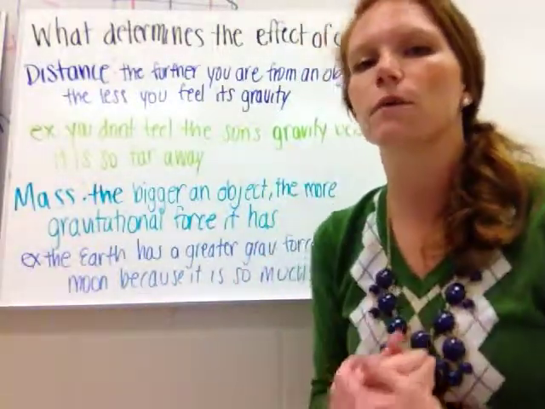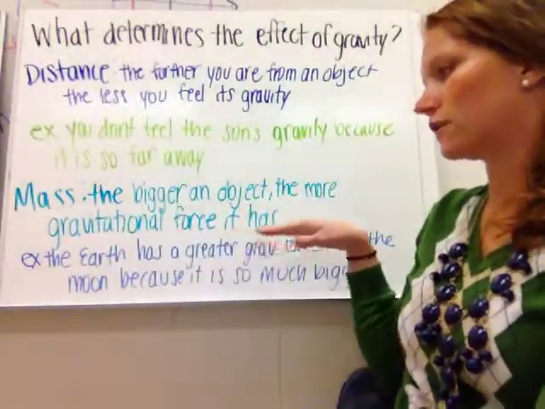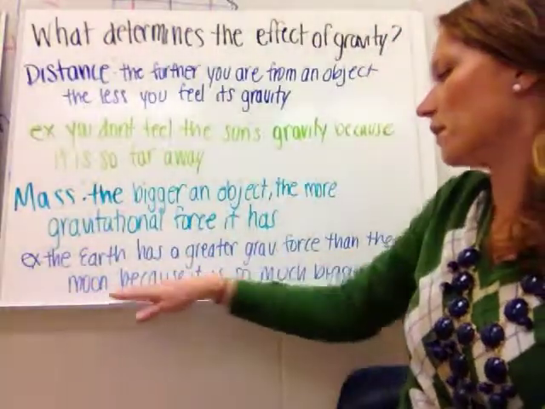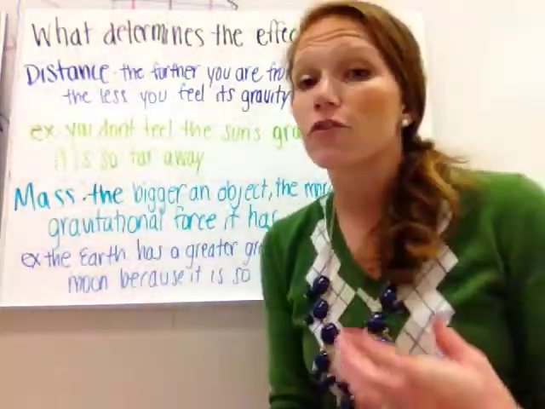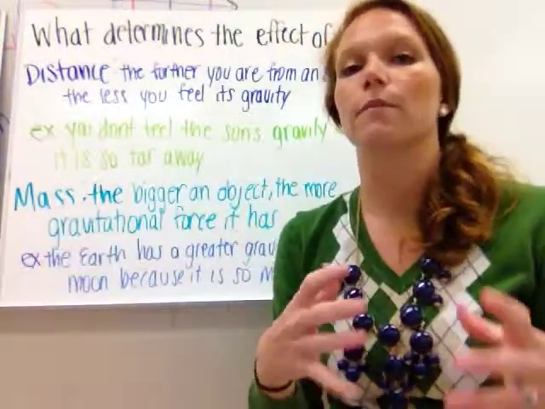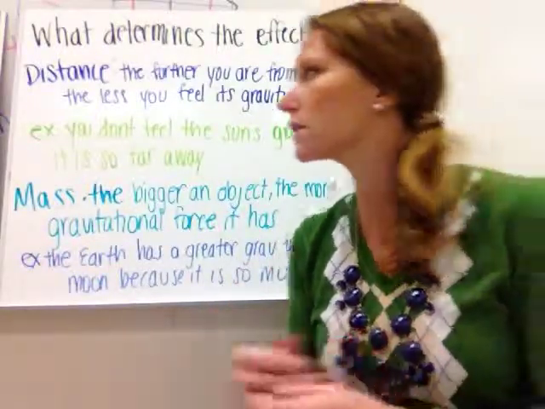The other thing that affects the pull of the gravity is the mass. The bigger an object, the more gravitational force it has. For example, the Earth has a greater gravitational force than the Moon because it is so much bigger. And the Earth and the Moon are both still really big objects, but because the Earth is so much bigger than the Moon, the Earth's gravitational force is much greater than the Moon's gravitational force.